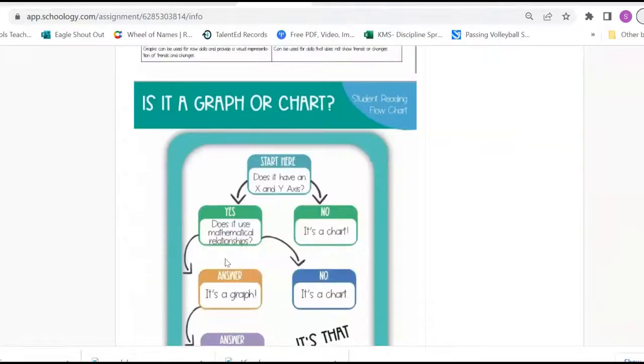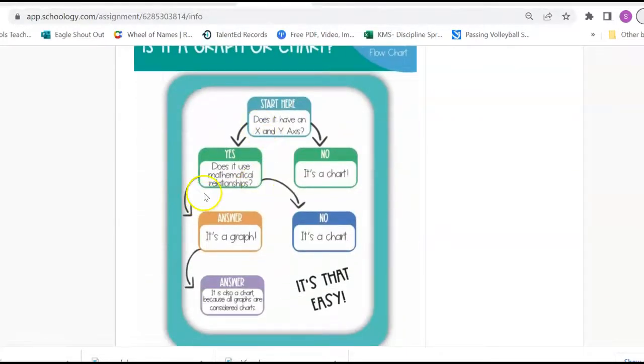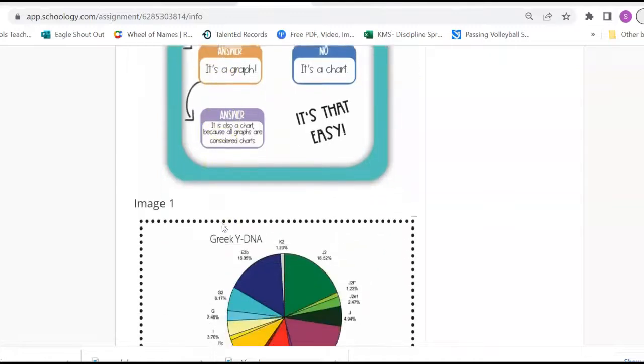And here is where we talked about, is it a graph or chart? Again, two questions. Does it have an X or Y? If it doesn't, it's automatically a chart. If it does, ask if it has a mathematical relationship, and if so, it's a graph.